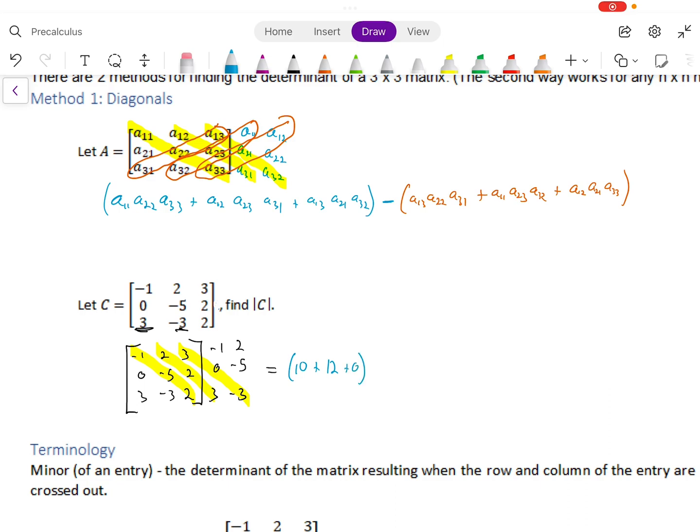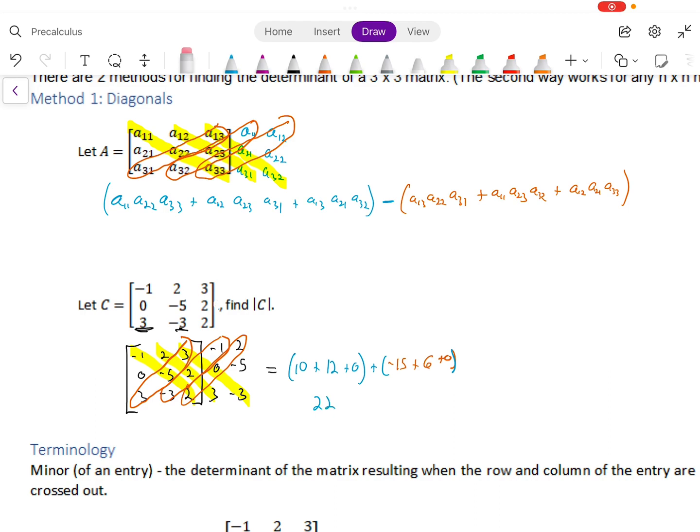So we did those. Now let's come back the other way. That's 3 times negative 5 times 3. That is negative 15. Negative 1 times 2 times negative 3. That's 6. And then 2 times 0 times 2 is 0. And so we have 22.